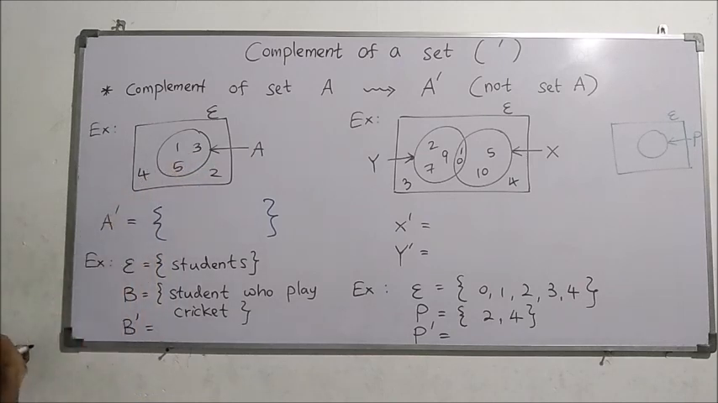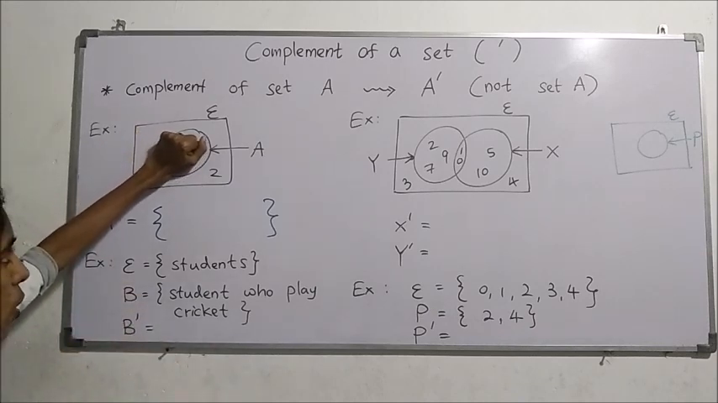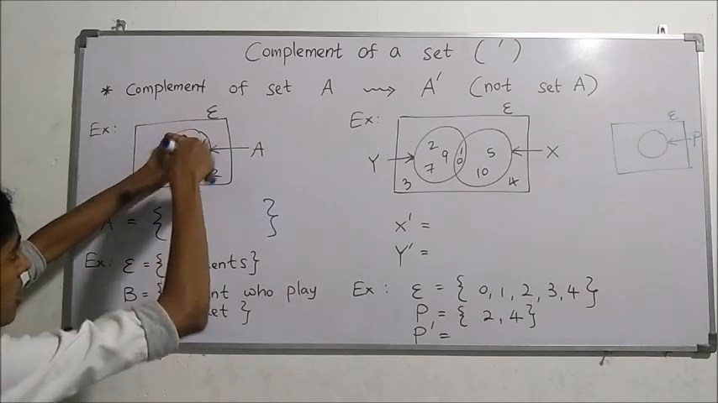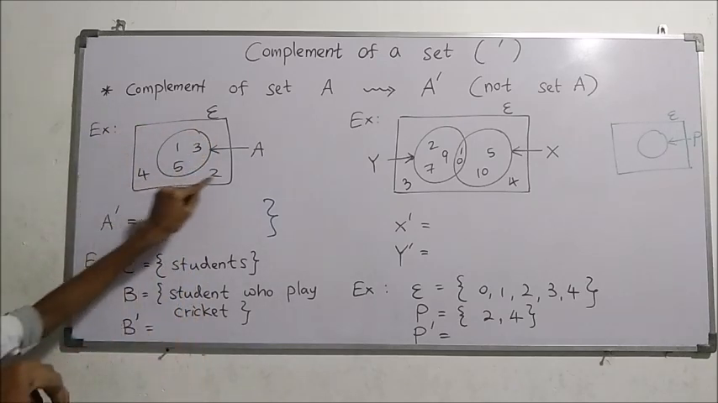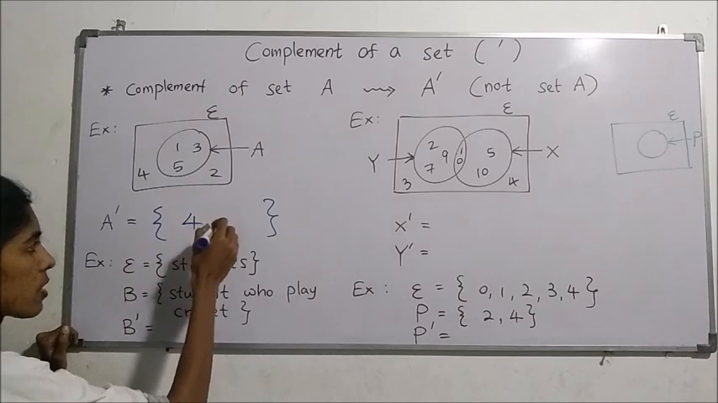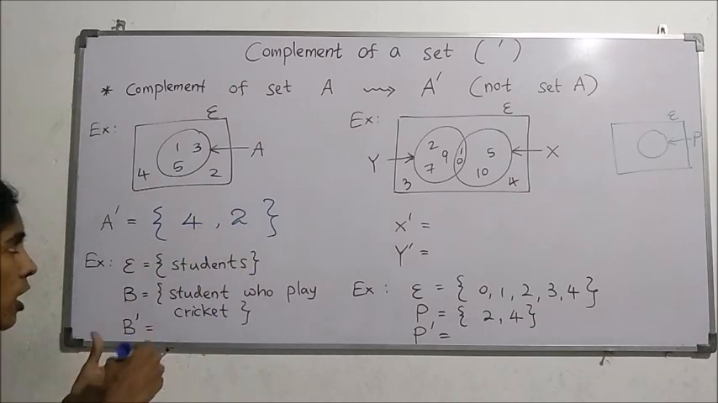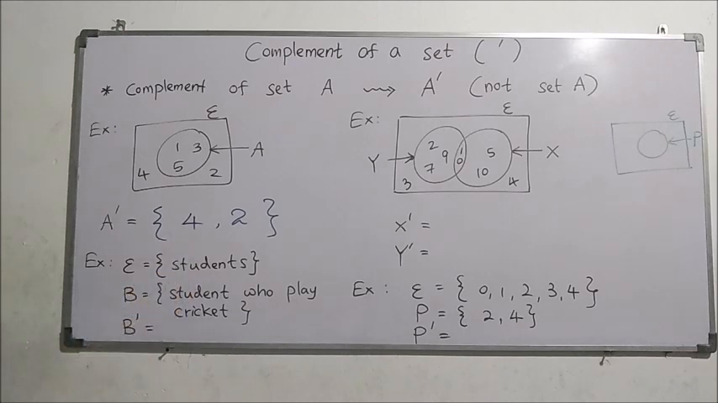1, 3, 5, no. So not A dash means complement of A, not A we want. Close that set A. Not A, but outside that region, what are there? 4 and 2. These two elements do not belong to set A. Okay, this is the complement of set A.